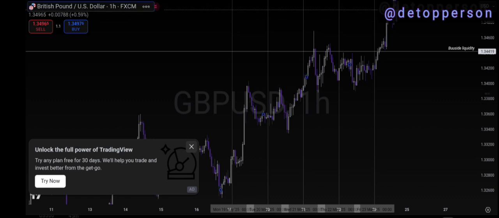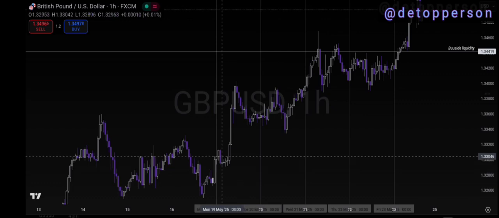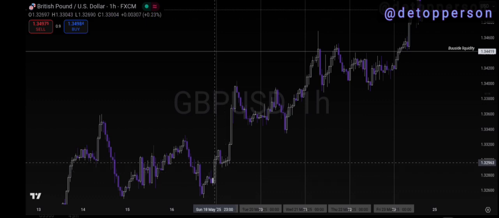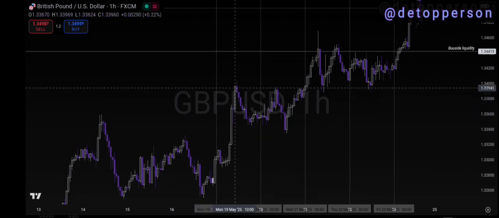Okay, now let's see the weekly profile. Let's see what Monday does. On Monday, price did what? There was an expansion. You could see the midnight opening. Price tapped into what? A fair value gap and the midnight open, and then what? Expanded.